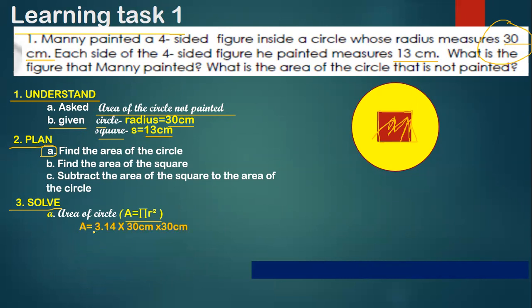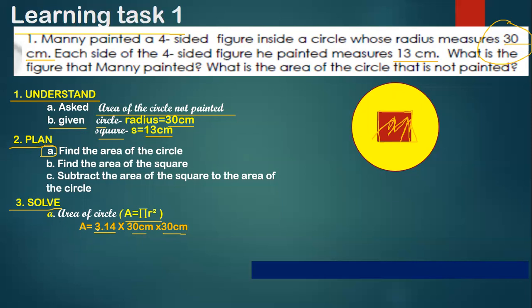Okay, solve natin. 3.14 constant. Ang radius ay 30 cm. Okay, times 30 cm. Multiply everything lang. Kung gusto niyo mag-solve ng sa sarili ninyo, you can pause the video and then try to solve it on your own. Tingnan natin kung tama ang sagot. Okay, start.